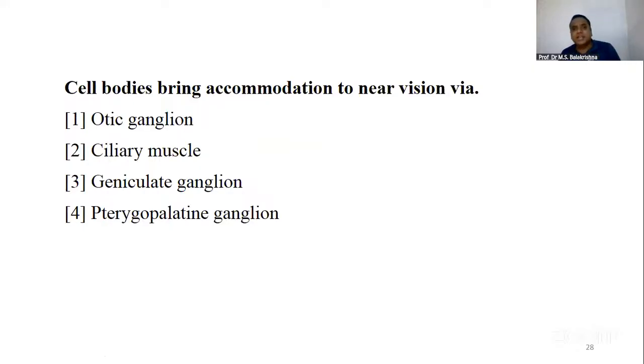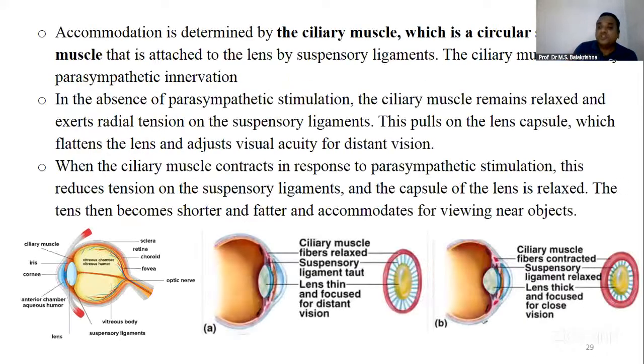Next question: the cell bodies that bring accommodation to near vision. This is related to the eye now. Options: otic ganglion, ciliary muscle, geniculate ganglion, pterygopalatine ganglion. Because we are studying head and neck muscles only, all the questions are from the muscles part. So the options very clearly point to the ciliary muscle. That is the answer, but that is not the way you should read. That is what I am trying to tell.